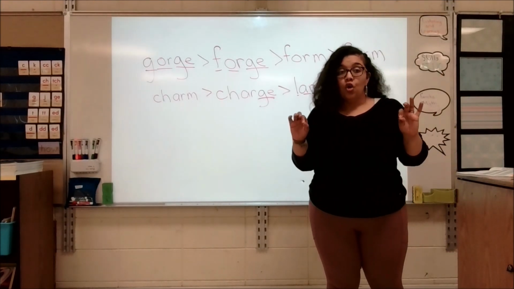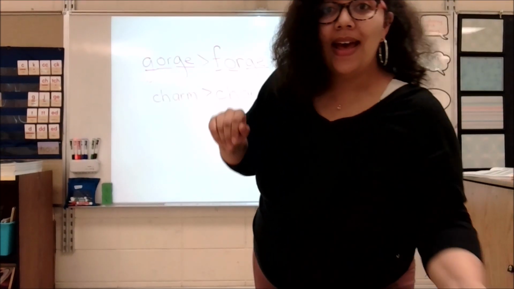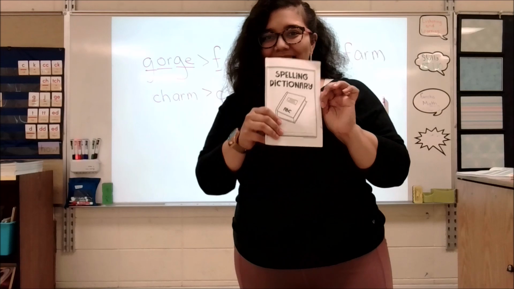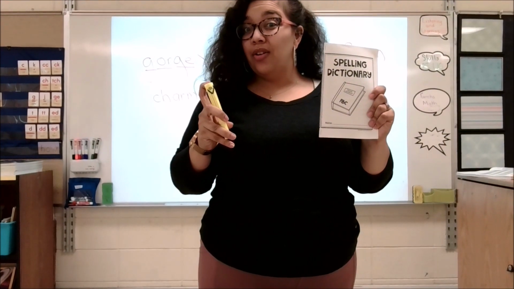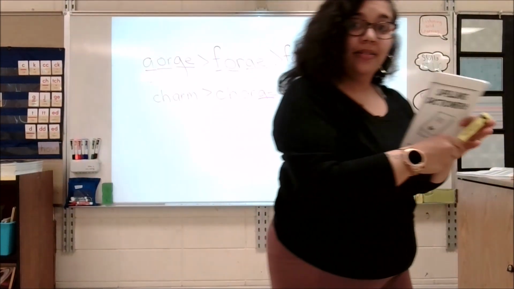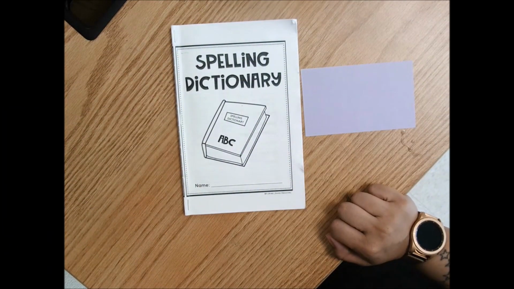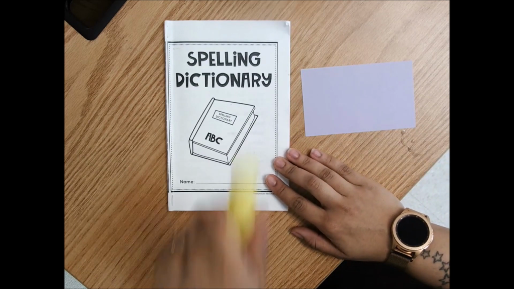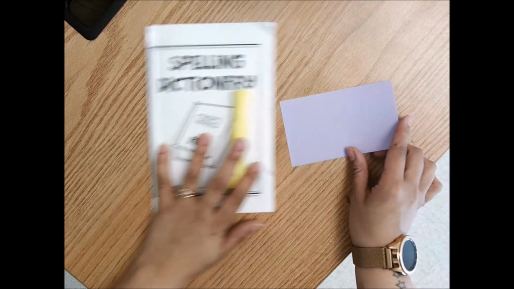Now, we are going to pause here, and actually, we have a tricky word. Yay! So get your dictionary and your highlighter. If you don't have a highlighter, use a yellow crayon. Let's go add a new word. Come on. All right, so we have our dictionary and our new tricky word. We're going to go ahead and reveal our new word.